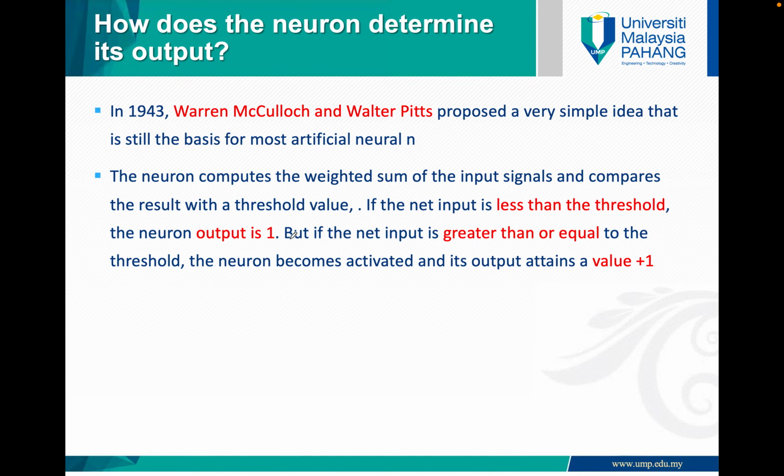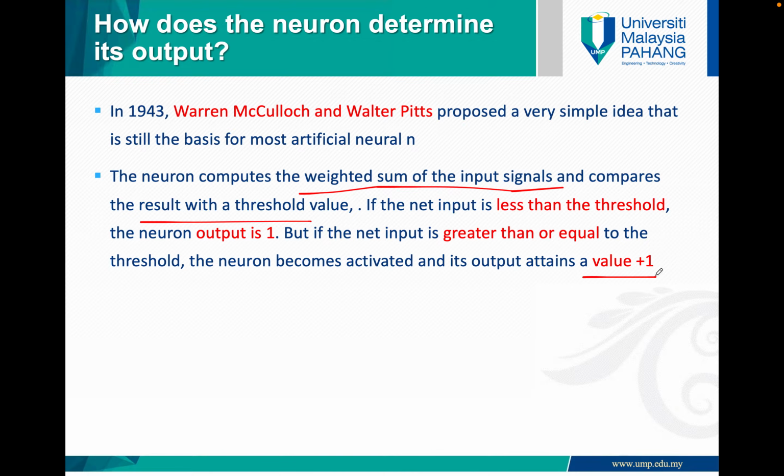So the neuron computes the weighted sum of the input signal. The weighted sum means the total weight, and compare the results with the threshold value. So if the net input is less than threshold, the output is -1. But if the net input is greater or equal to the threshold, the neuron becomes activated and its output attains a value plus 1.